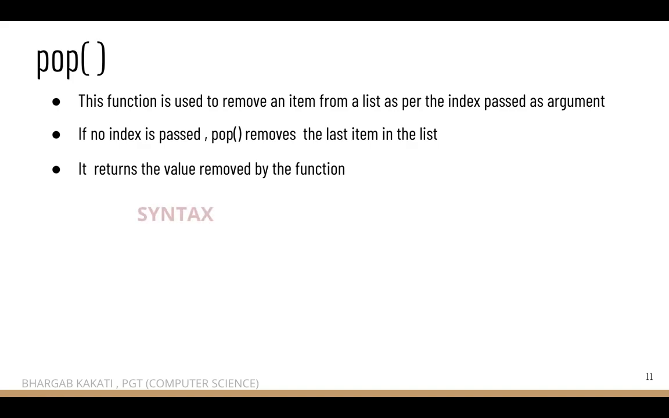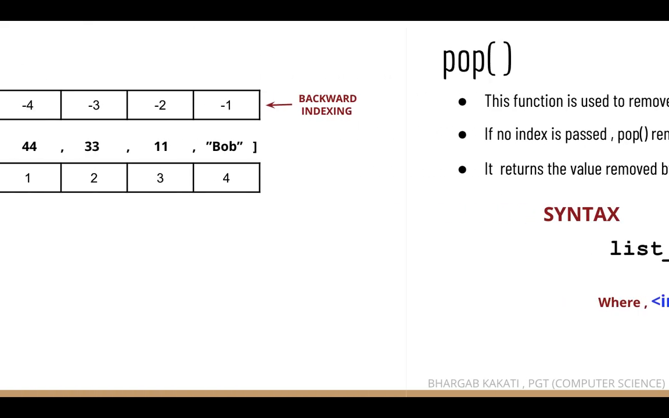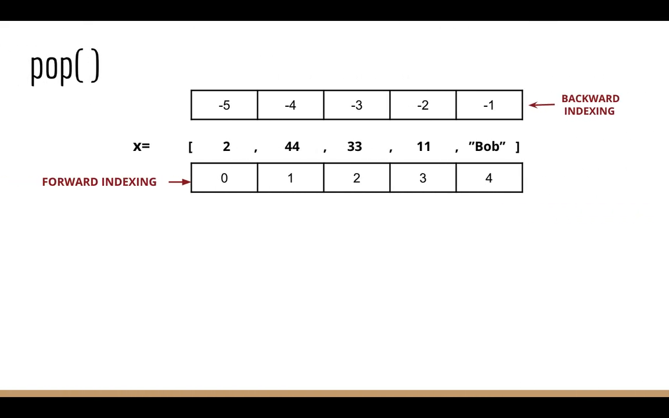So what's the syntax for that? The syntax is list name dot pop, and then within braces we need to specify the index. Here index is optional. If we do not specify the index, what will it do? It will simply remove the last item in the list. Let's go ahead and take some examples to understand the pop function better.